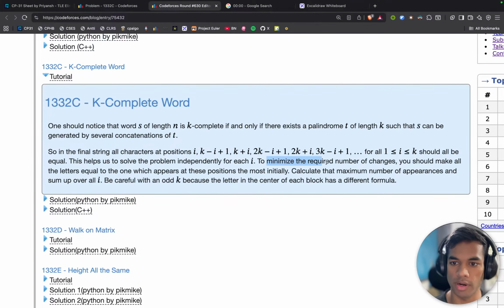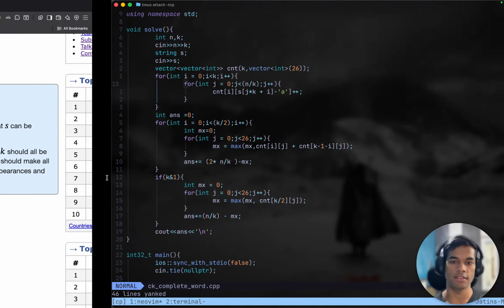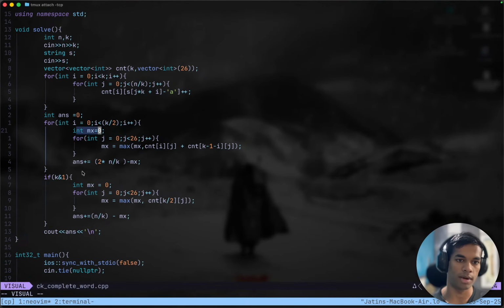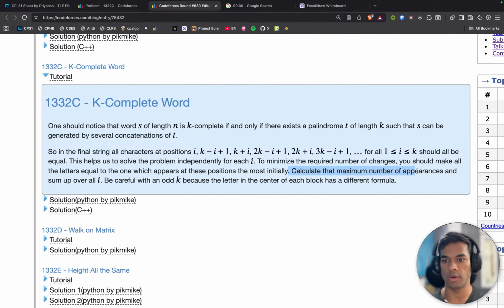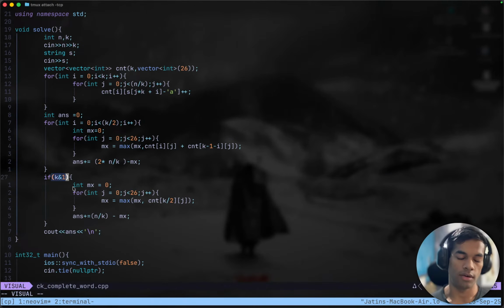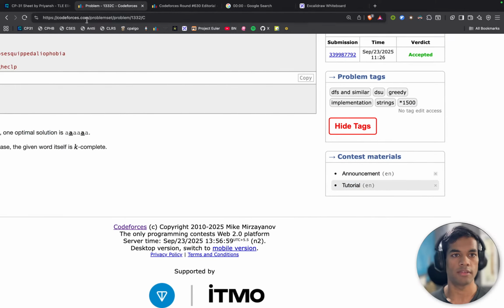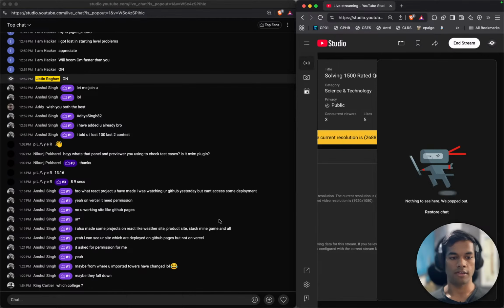To minimize the required number of changes, you should make all the letters equal to the one which appears at these positions the most initially. Yes, that is what we are calculating when we are looking for the maximum number. Calculate the maximum number of appearances and sum up over all i. Be careful with an odd k, because we need to check separately for an odd k. That is nice.